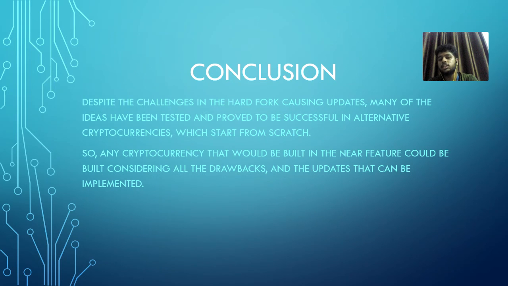So the conclusion is, despite the challenges in hard fork causing updates, there are new cryptocurrencies coming up. Bitcoin is somewhat older, so there are many new cryptocurrencies coming up. These cryptocurrencies are considering the drawbacks, the hard fork and soft fork problems that have been there in the prevailing system, and when they start from scratch, they consider these issues while developing a blockchain and cryptocurrency system. They infer from the errors and try not to include the things that cause hard forks. So any cryptocurrency built in the near future could be built considering all the drawbacks, and updates can be implemented occasionally as they develop.